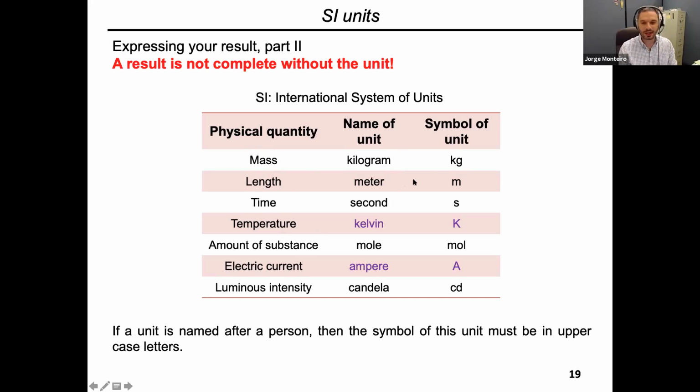Each unit has a name and a symbol, and the rule here for the symbol of the unit is very simple. If the name of the unit is after someone famous, the symbol of the unit has to be an uppercase letter. For example, temperature, the unit in the international system is named after Lord Kelvin. So therefore, the symbol for this unit is an uppercase K.